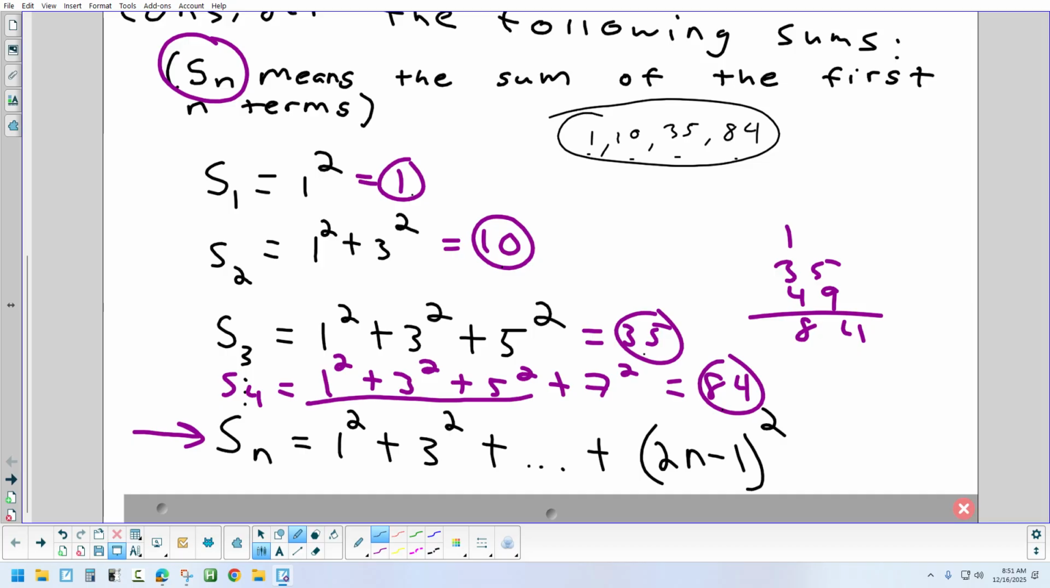Okay, so that one would be a little bit of a tough pattern to figure out. I don't know if we're going to talk about what the pattern would be for that. That one's a little tough.